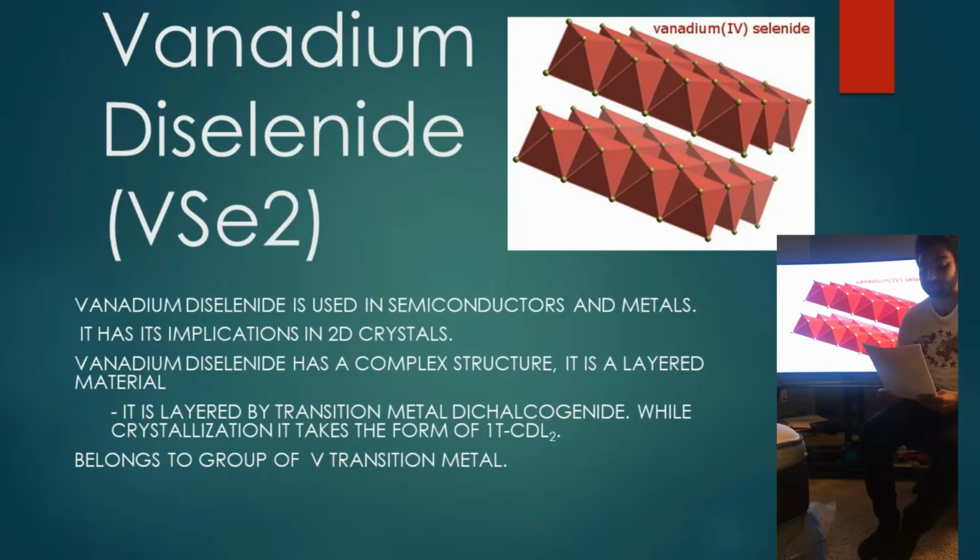Dichalcogenide, while crystallizing, it makes from 1T-CdI2. Its properties as two-dimensional conductors are diverse. Vanadium diselenide has some interesting physical properties that range from rare, astonishing Raman spectra to electrical conductivity.